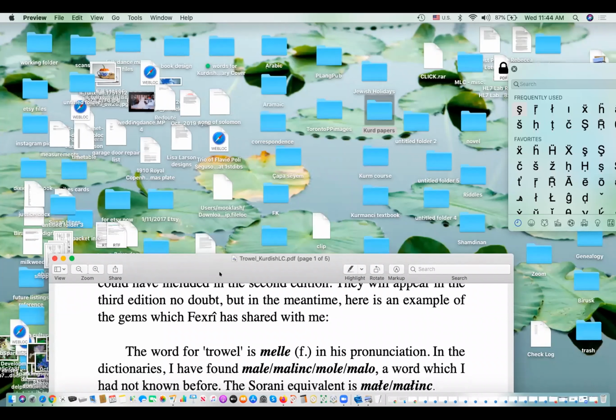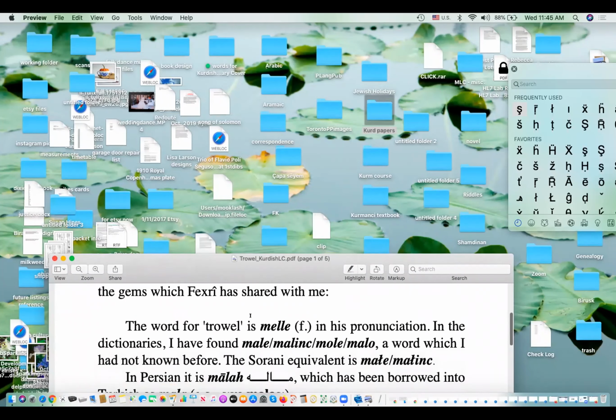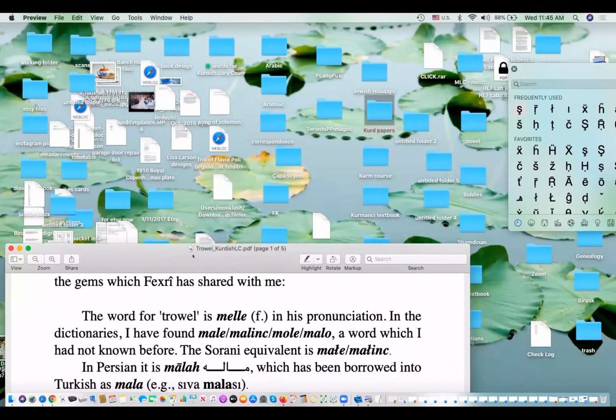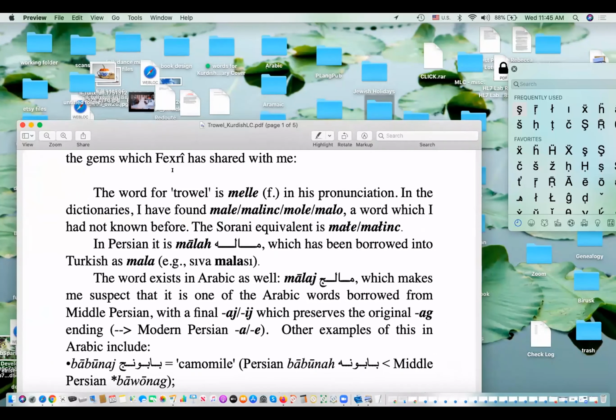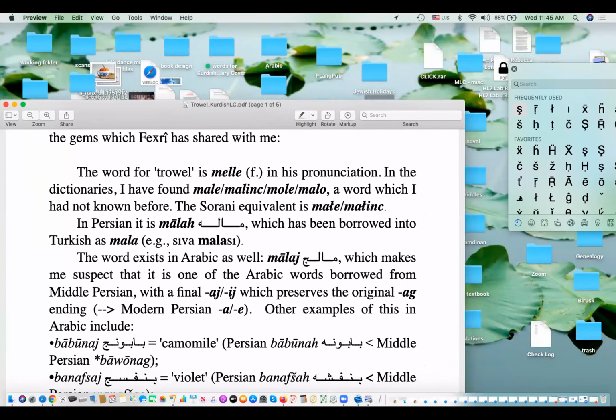One of the words that I learned from him was the word for a trowel. For instance, when you have a wall and you're plastering it, you would use this implement to flatten the wall. The way he pronounced it was mela. But in the dictionaries, I've found forms such as mala, malinj, mola, and malo in Kurmanji, and in Sorani, it's mala or malinj. Now, the Persian equivalent is mala, which was borrowed into Turkish as mala. For instance, sıva malası, a plaster trowel.